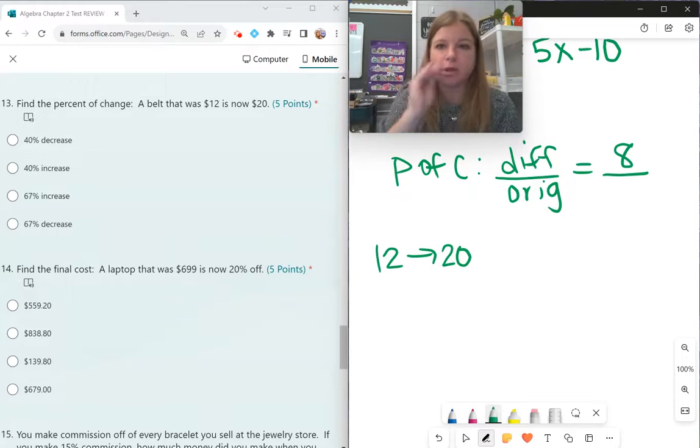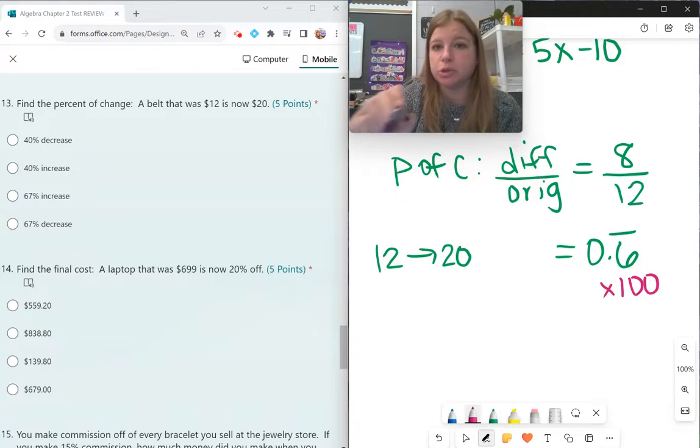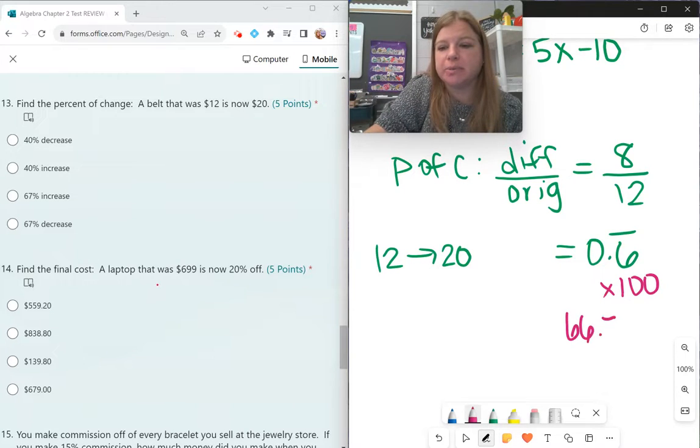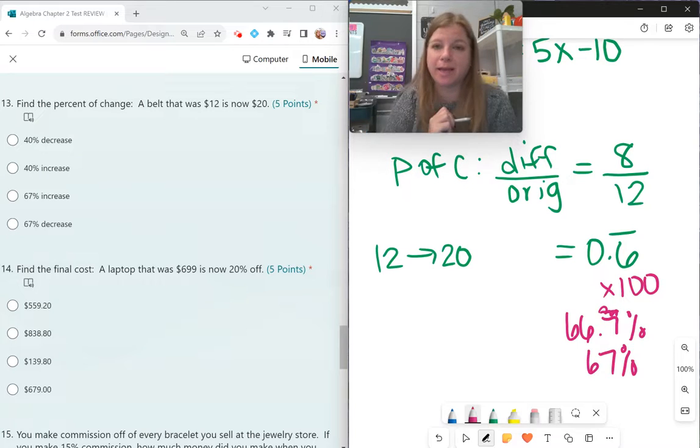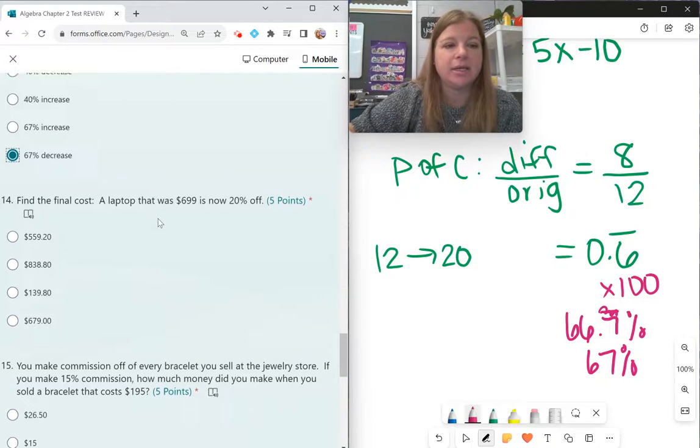The original price is always what goes in the denominator. Which one was the original, 12 or 20? It was 12. I go to my calculator. What I'm going to notice is that this is 0.6 repeating. To turn that into a percent, you simply multiply it by 100 or move the decimal 2 spots to the right, which will become 66.6 or 66.7% if I round it, because I see I have actually 67% is what I put my answer choices at. And because the price went up, it's an increase. Now, had the price gone down, it would have been a decrease. So the answer is a 67% increase.